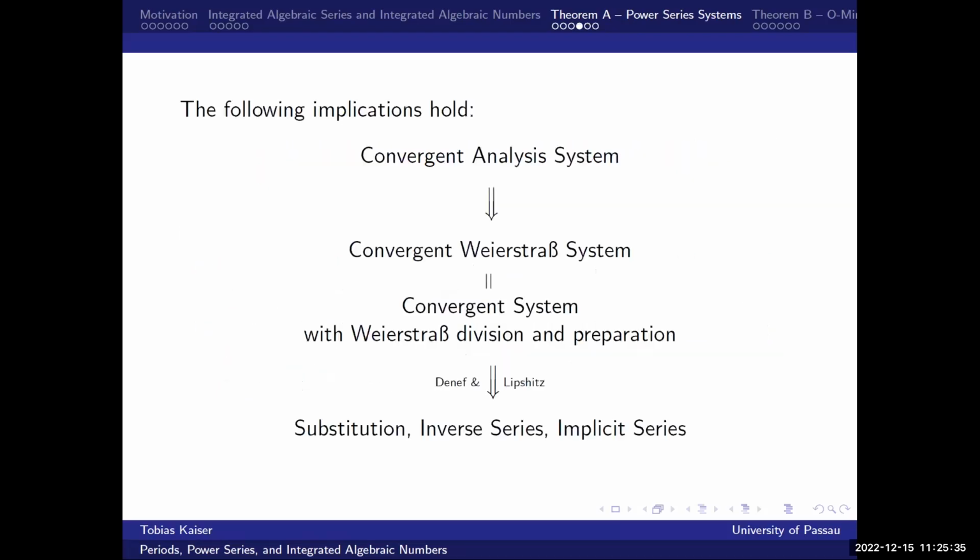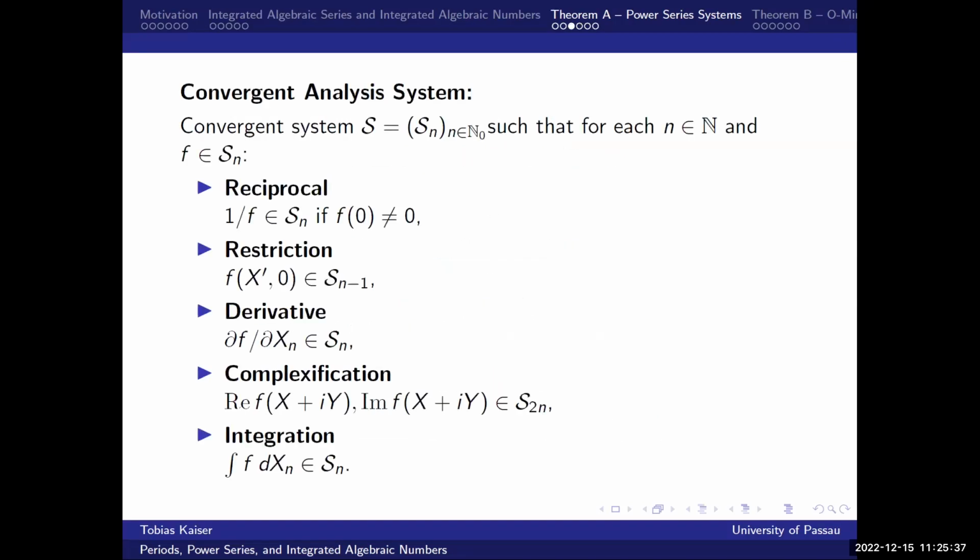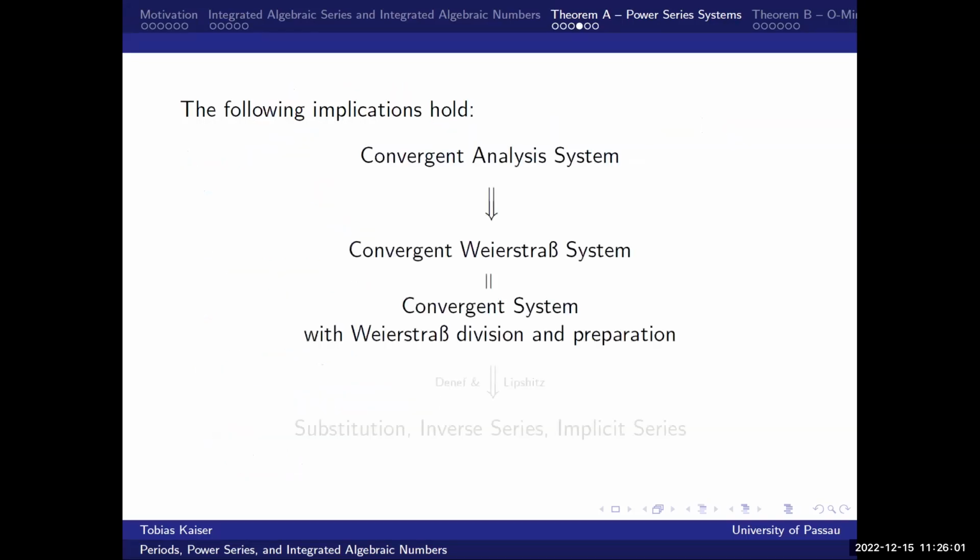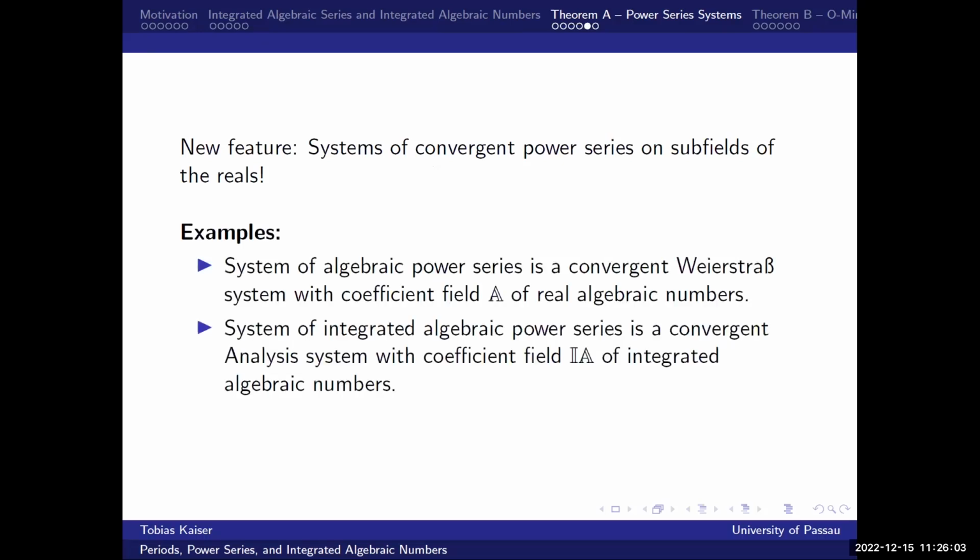Why? Let's go back. This is done by our setting. This is also no problem. Derivative, we don't have formulated in our definition of integrated algebraic power series. One has to prove that this holds. And one has to prove that the complexification holds. This is again by our setting. Okay. In particular, it's also a Weierstrass system. Yes, this is a Weierstrass system. But in our analysis system, we have more.